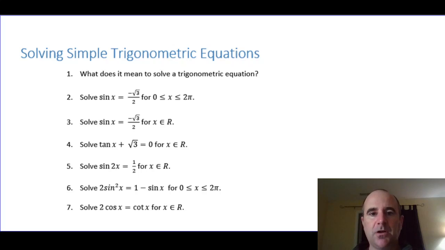Hey, welcome to our lesson on solving simple trigonometric equations. At least I've chosen to classify them as simple trigonometric equations. We're going to look at the first question I'll ask, which is what does it even mean to solve a trigonometric equation? And then we're going to go through 6 examples of different trig equations that you might solve.